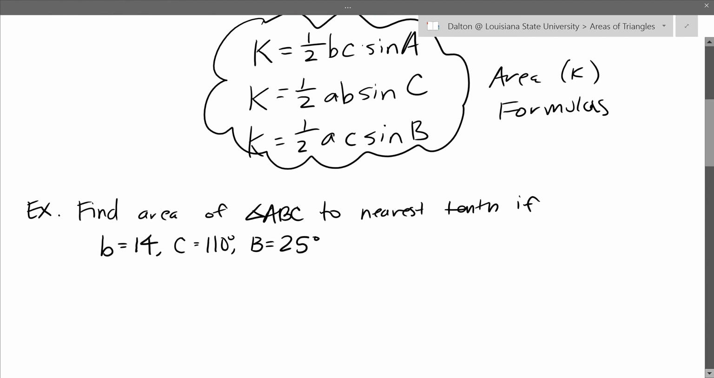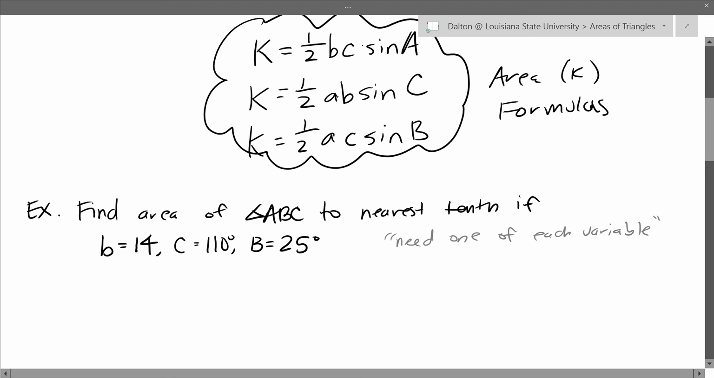So let's look at what we have, and let's look at what we need. Essentially, when you look at these area formulas, what you're going to notice is, and this is a very informal way of saying this, so I like to put that in quotes, basically, we need one of each variable, right? We need 2 sides, and we need the third angle that's different than the 2 sides that we have. So we just need one of each variable.